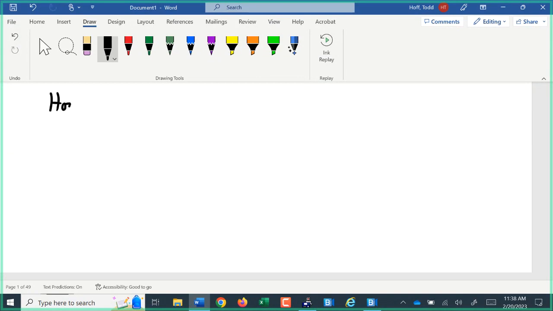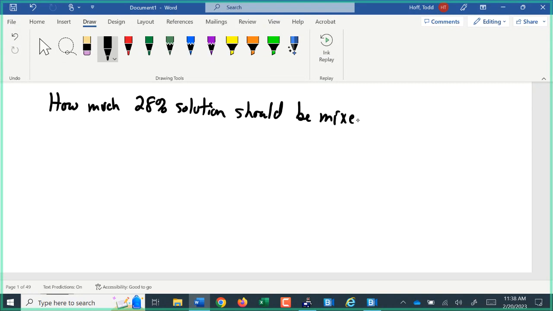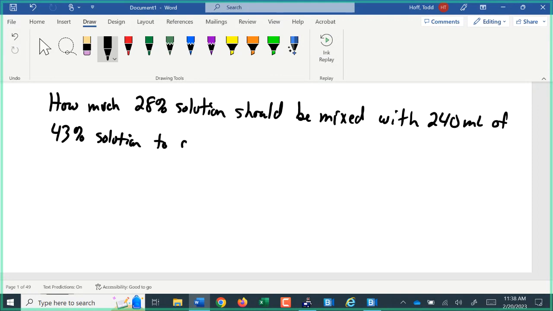So the type of problems we really want to look at is how much 28% solution should be mixed with 240 milliliters of 43% solution to create 37% solution.